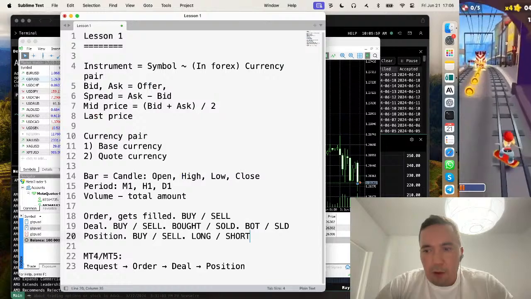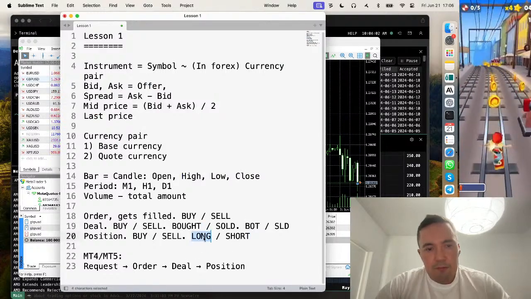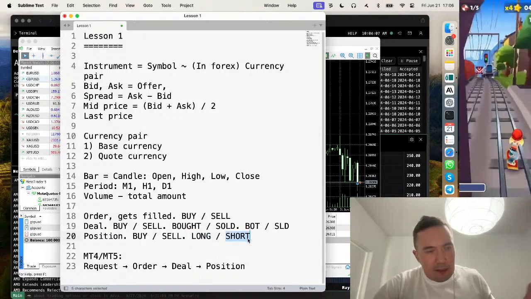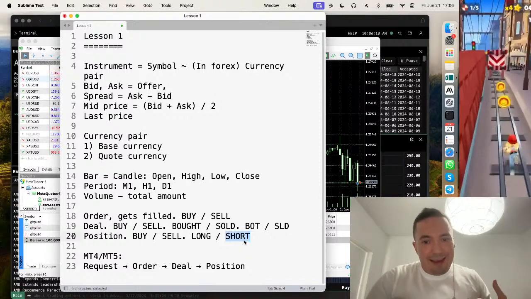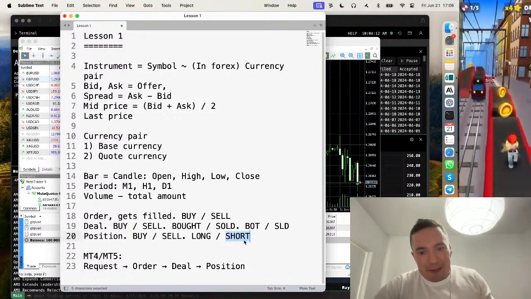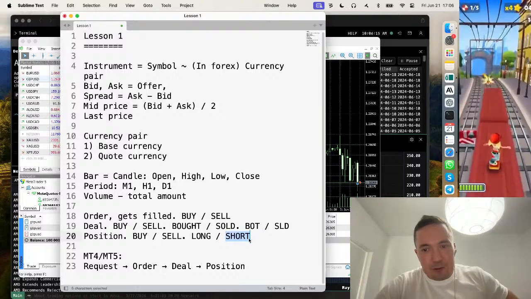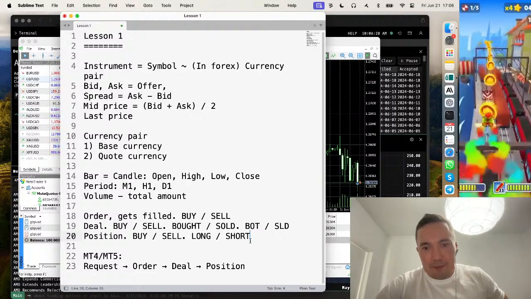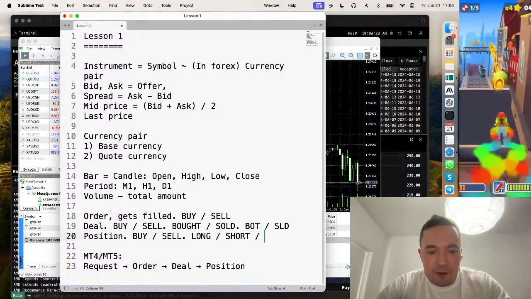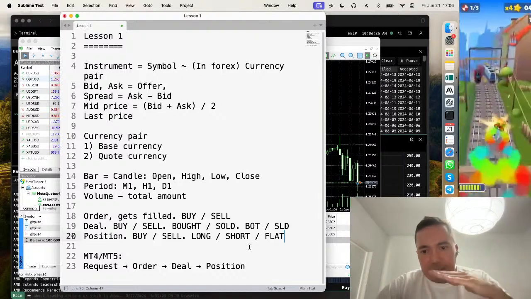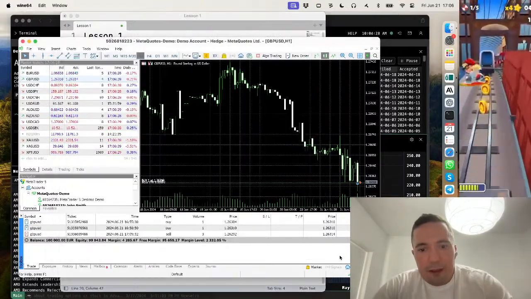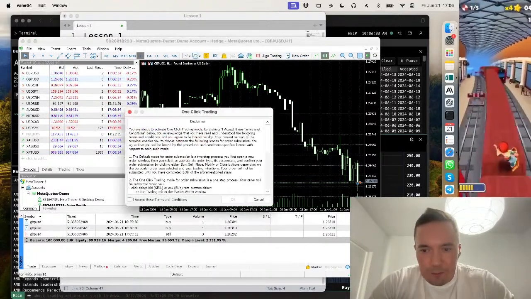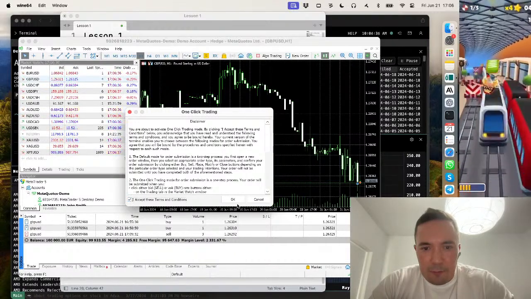So long position is when you have bought something and you have it. Short position is the opposite of that. So if you sold something that you don't have, so you're like negative amount of some trading instrument. Also, there is a term flat position. Flat is when you have nothing, right? So for example, when I close a position, for example, I close all these three positions.